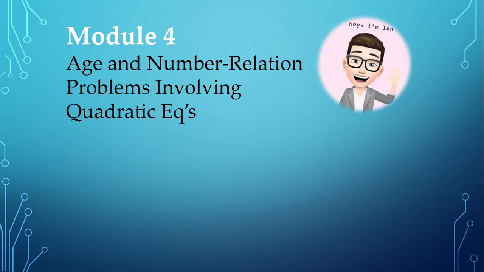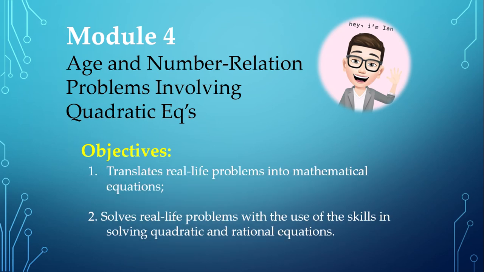We are in week 4, using module number 4 entitled Age and Number Relation Problems Involving Quadratic Equations. This is part 1 of the module 4 discussion. For this video lesson, we are to achieve the following objectives: to translate real-life problems into mathematical equations, and second, to solve real-life problems with the use of the skills in solving quadratic and rational equations. For this video lesson, part 1, we have two lessons. Lesson 1 talks about age problem.